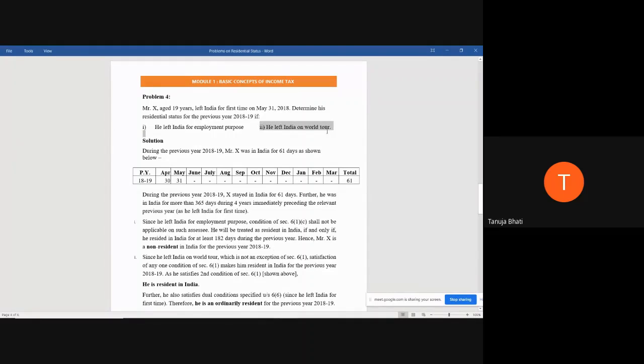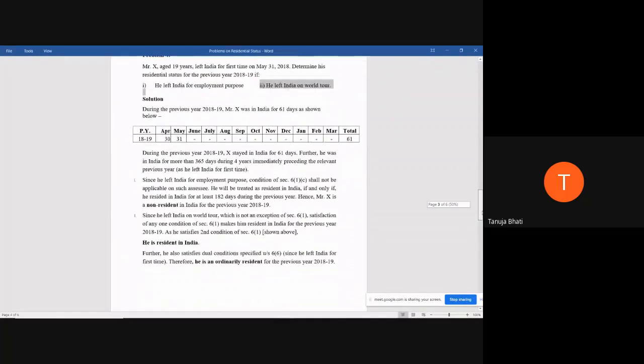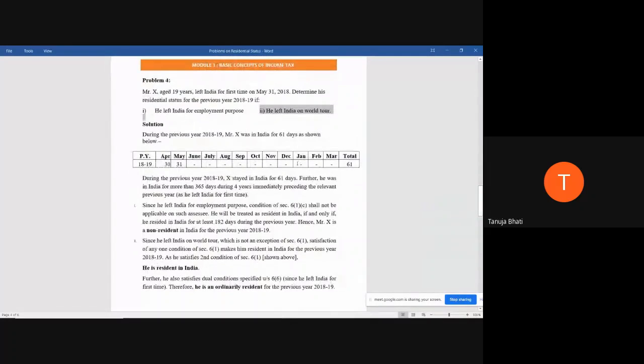Now moving ahead to the second situation. Suppose he has left India on a world tour. Then what will be his situation? How do you determine his residential status? Then again, you go back to section 6 subsection 1. First basic condition. What is the first basic condition, students? His stay in India should be for a period of 182 days or more. Is he fulfilling the first basic condition?